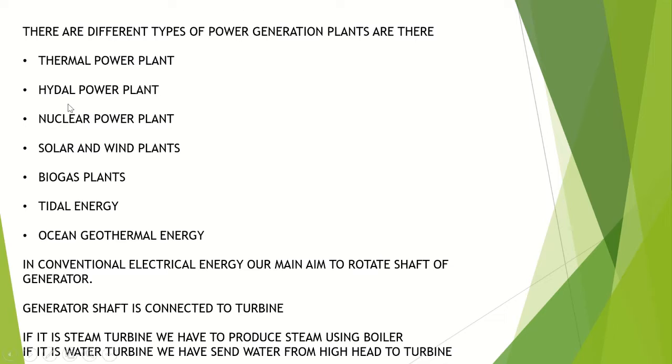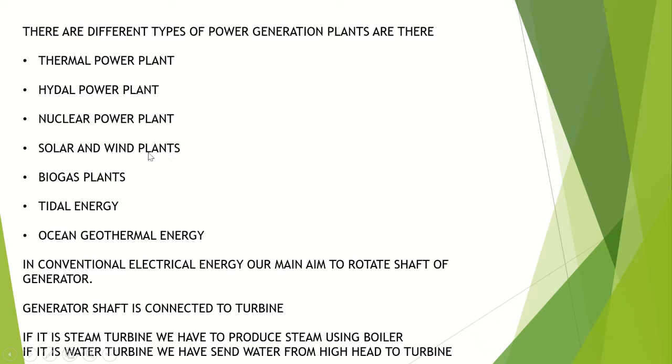In a hydel power plant, we create a difference of height. Water is stored at a very high height, and the turbine is at a very low height. When the water falls from the reservoir, the turbine blades rotate automatically because the water hits the blades at a very fast pace. The nuclear power plant is the same as the thermal power plant, but here, instead of a boiler, the nuclear reactor is the main thing.